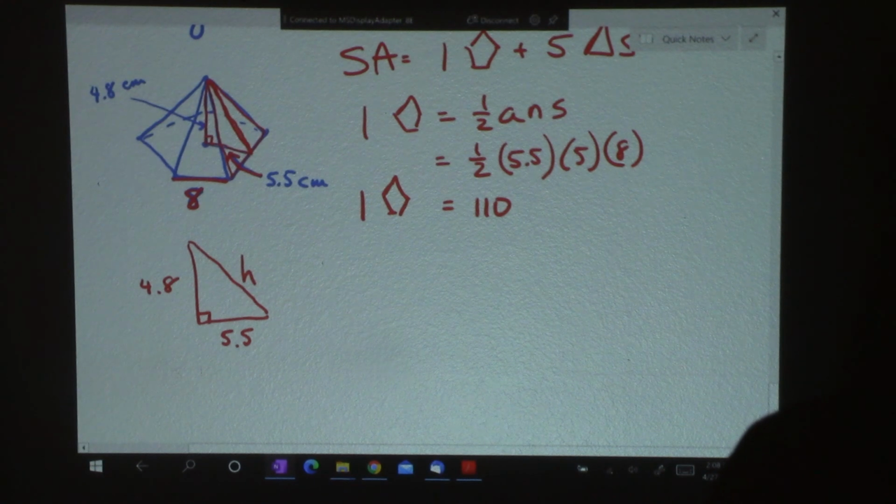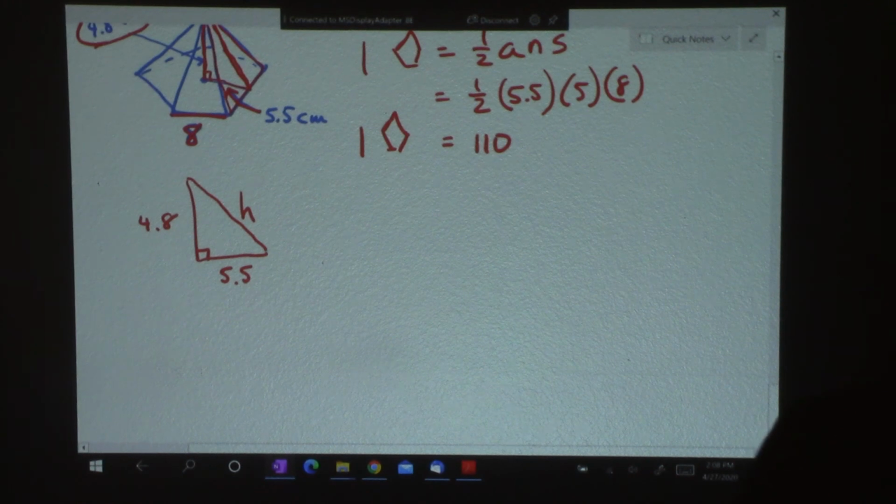Be very careful. Don't use the height that is inside. Remember, we're looking for surface area. I can use the 4.8 to find the height on the outside, but it is the height on the inside. I hope that makes sense, rewind that if you need to. So important. You don't want to throw off your whole answer by having the wrong height there. So I need to use the Pythagorean theorem.